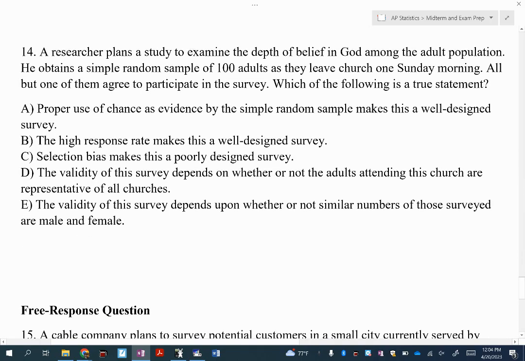14. A researcher plans a study to examine the depth of belief in God among the adult population. He obtains a simple random sample, so that's SRS, of 100 adults as they leave the church one Sunday morning. All but one of them agree to participate in the survey. Which of the following is true?